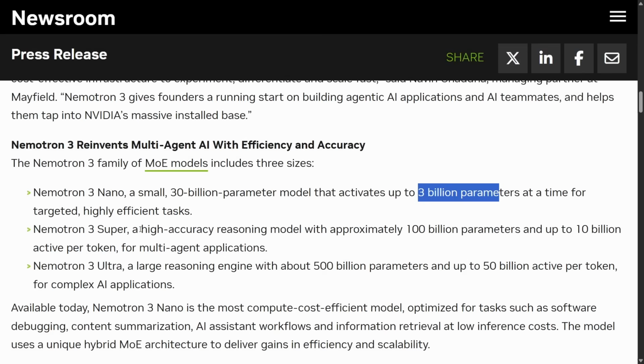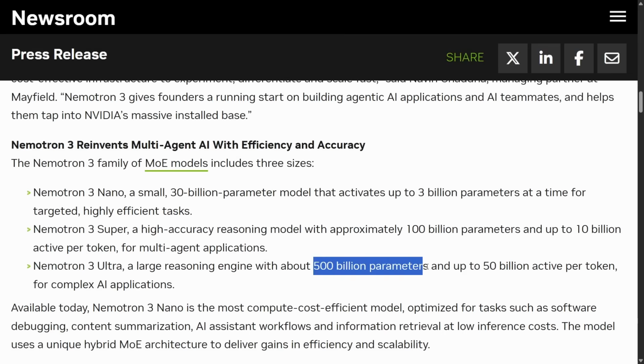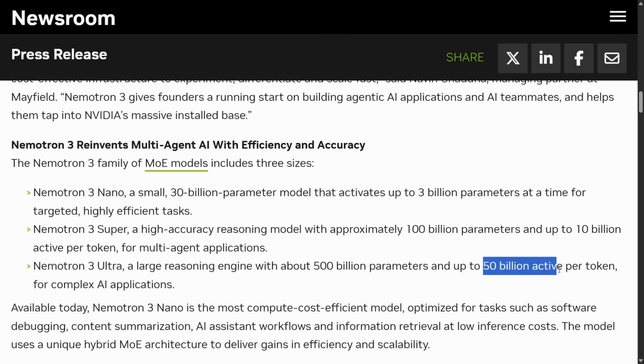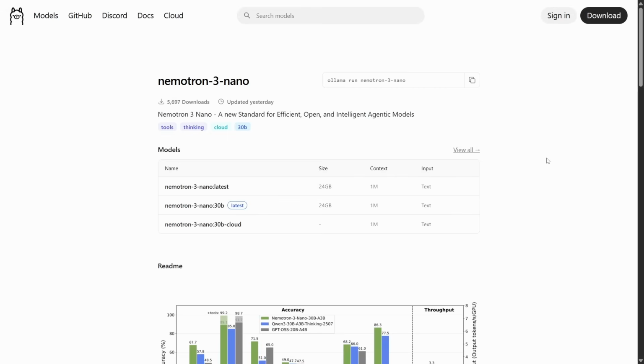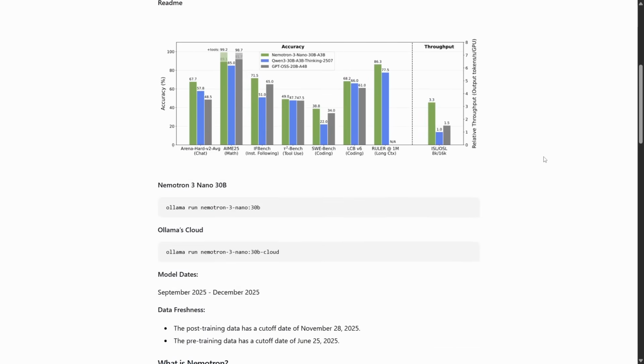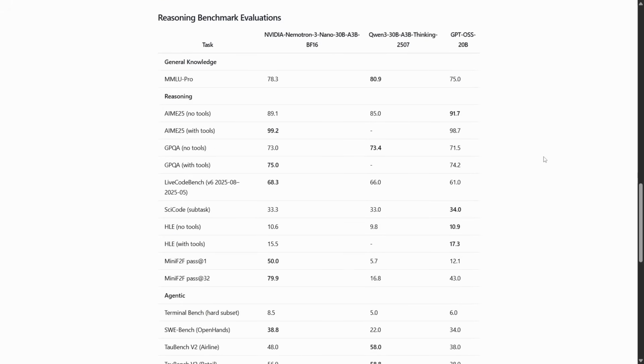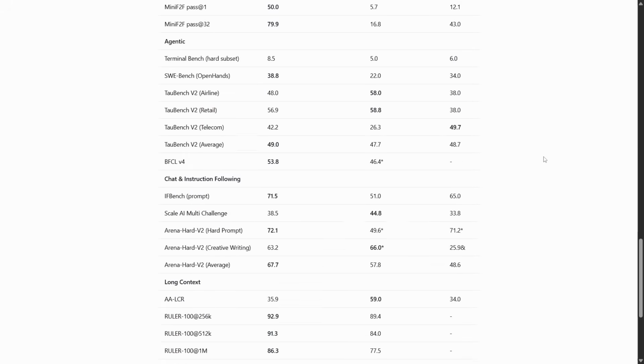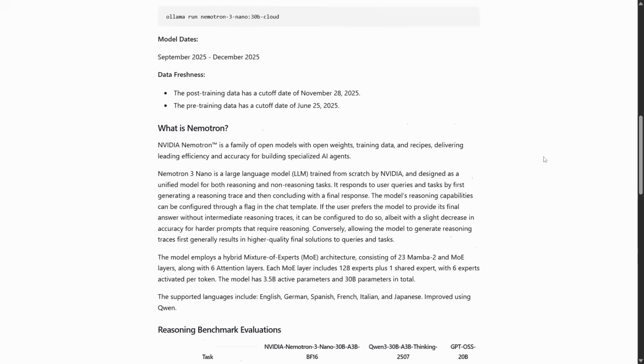Now, there are bigger ones. The Super is a 100 billion parameter model with 10 billion active parameters when using multi-agent applications. And then there's the Nemotron 3 Ultra, which is a 500 billion parameter model with 50 billion active parameters per token for complex AI applications. So as I say, we're going to be looking at Nemotron 3 Nano. It's available on lots of different open source AI platforms, including Ollama. Okay, I've downloaded it and I'm going to run it in Ollama, and I've got an RTX graphics card which really does help the performance of this model.